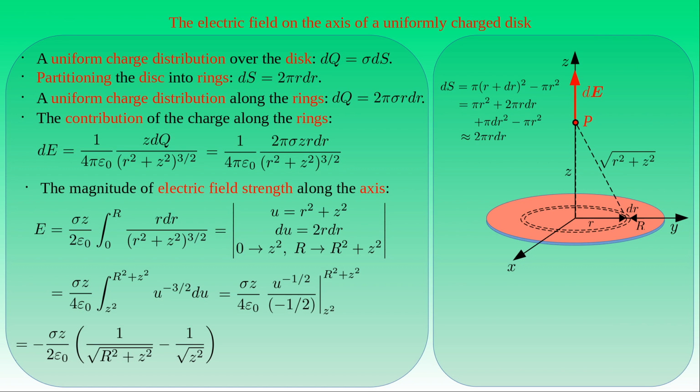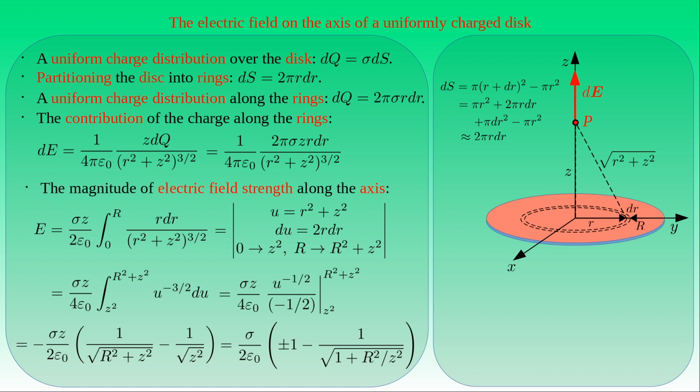We can factor out 1 over z from the terms in the parentheses, and we get sigma over 2 times epsilon naught, times plus or minus 1, minus 1 over the square root of 1 plus the square of capital R divided by z squared. Here we use the plus sign in the first term in the parentheses if z is positive, that is if the point P is located above the disk, and the negative sign if z is negative, that is if the point P is located under the disk.